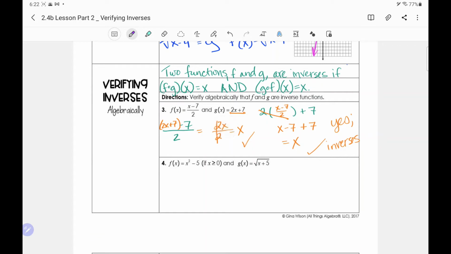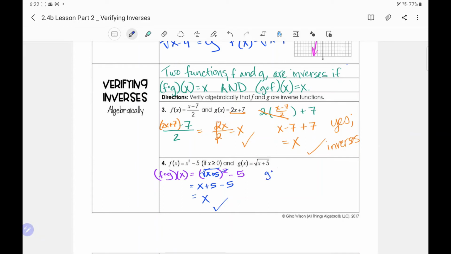Okay, so we will start with f of g of x. I'll write it out this time. So we're going to have f, which is something squared minus 5. And what's going to go in there? It's going to be our g. So it's the square root of x plus 5. Well, what happens to the square root and the square? They cancel out, so we're left with x plus 5 minus 5. Plus 5 and minus 5 leaves just x. That one equals x.